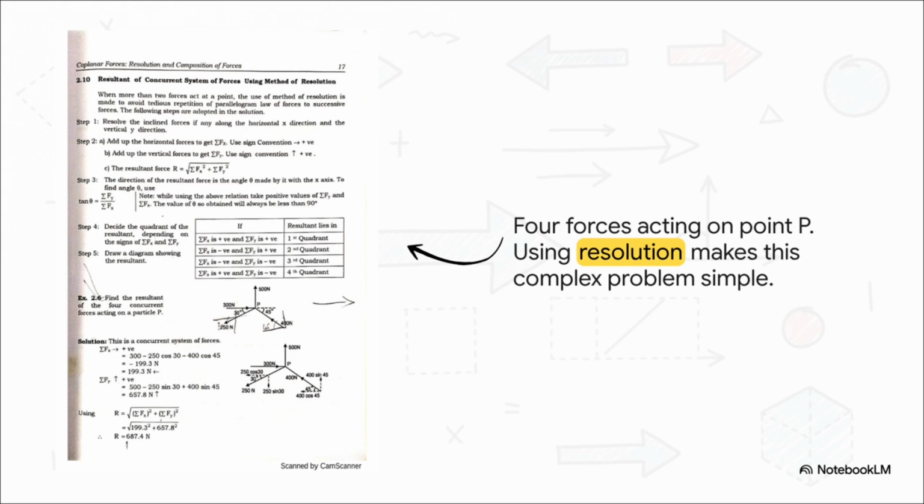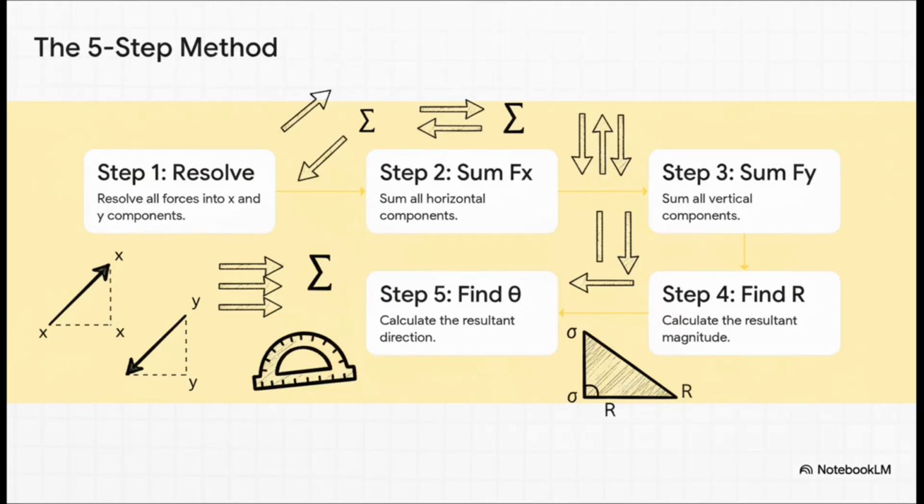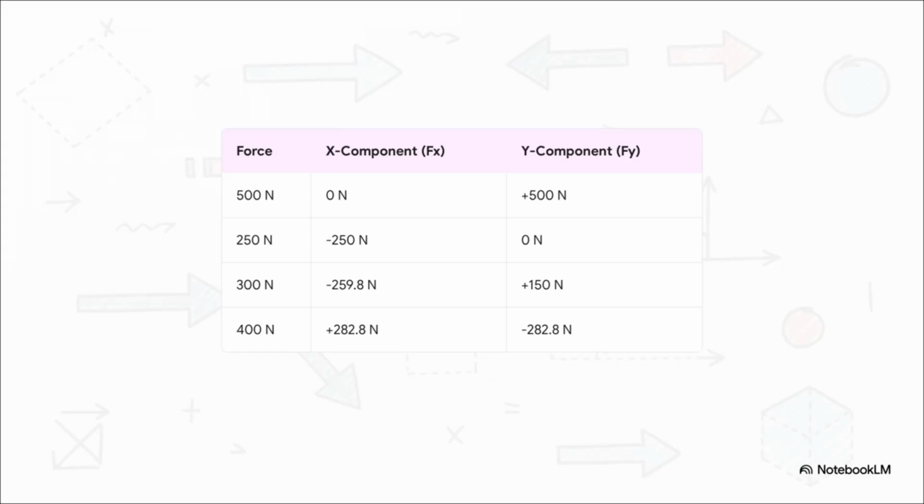You'd be drawing all day. But with resolution, this mess becomes a simple, organized process. You know, the beautiful thing about this method is that it's like a recipe. You just follow these 5 steps every single time and you'll get the right answer. First, you resolve everything, then you add up all the horizontal bits, then you add up all the vertical bits, and finally, you use some basic geometry to get the final answer. It's a foolproof plan. A table like this is the perfect way to organize the chaos.